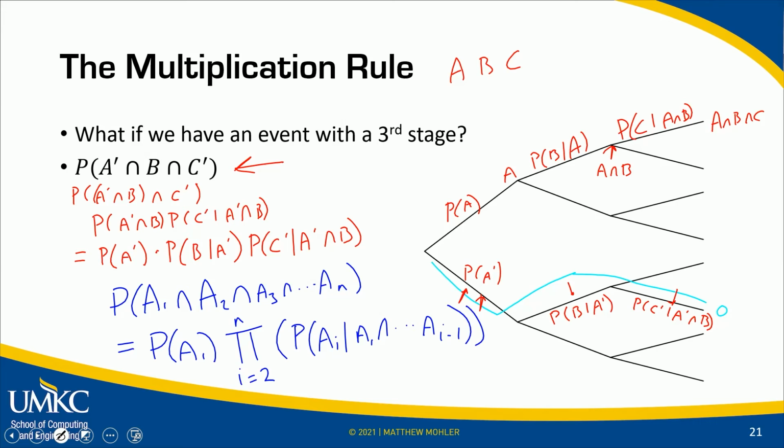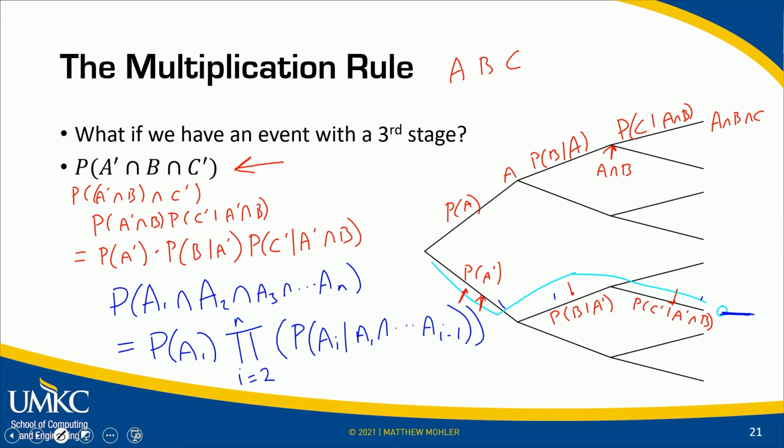And if we close out that product, this isn't necessarily the prettiest formula to look at, but this is the generalized form that says multiply all of the branches as we progress through this tree in order to find the probability of arriving at this event.